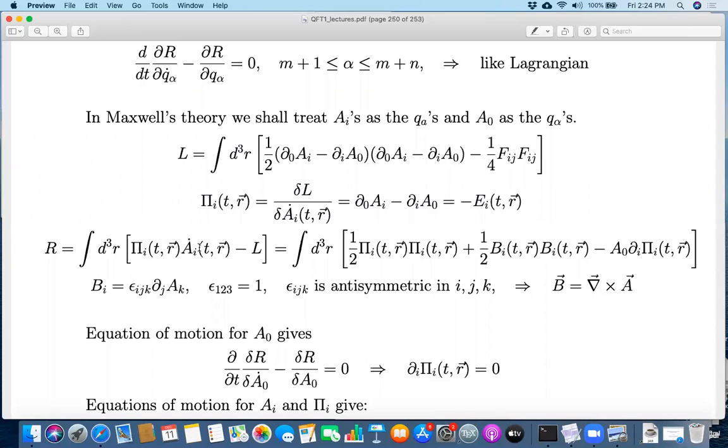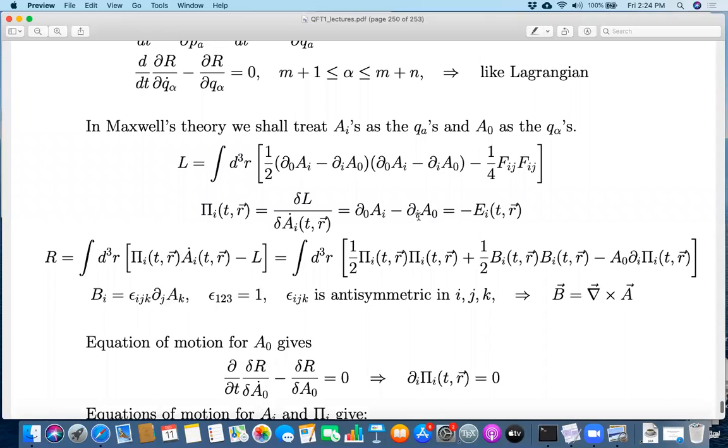So what I did, A_i dot, I replaced in terms of pi_i using this. So A_i dot is pi_i plus ∂_i A_0. Here we get a pi_i squared, and here you have a half pi_i squared, so the difference gives you half pi_i squared. Now when you subtract L, there will be a leftover term, which is ∂_i A_0 times pi_i. That I integrate by parts to write as minus A_0 times ∂_i pi_i. And then minus 1/4 F_ij squared becomes plus 1/4 F_ij squared because it's minus L.